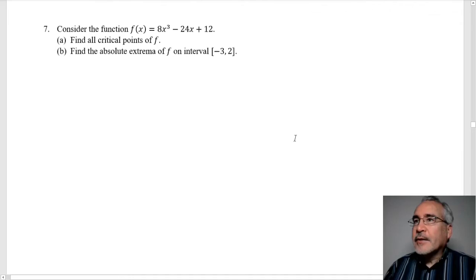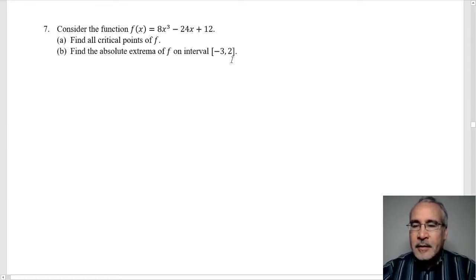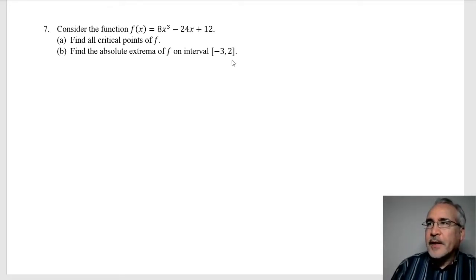Very good. So 7, consider this function. Find all critical points of f, and then find the absolute extrema of f on this interval, -3 to 2. And remember that the endpoints could also be extrema. So we find all the critical points. And how do we do that? Well, we take the derivative of the function, and then we set it equal to 0.